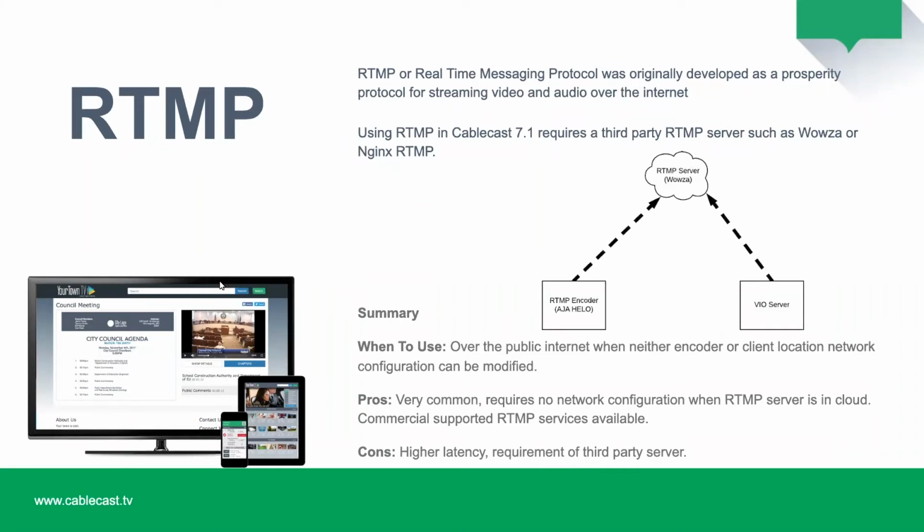Summary of this, when to use: this is great for the public internet when neither the encoder nor the client location network configuration can be modified. So if you've got things locked down real tight, basically you don't have to poke any firewalls. You're not communicating directly between the encoder and your server as the decoder. You're basically just going up to a website and pulling that down from there.